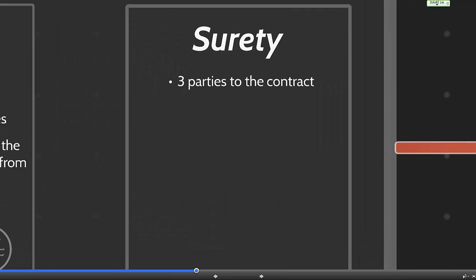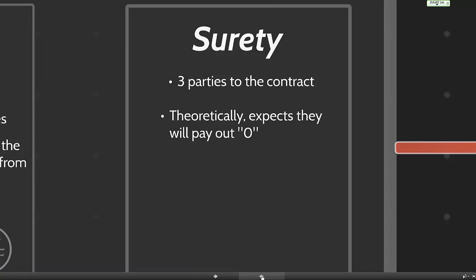With surety, there are three parties to the contract. We'll see who those parties are in just a moment. Theoretically, the surety bonding company expects that they will pay out zero. When they issue a bond, they assume that the bonded party or principal will perform. And if they do pay out some amount of money under the bond, the surety has a legal right to recover payment from the bonded party.